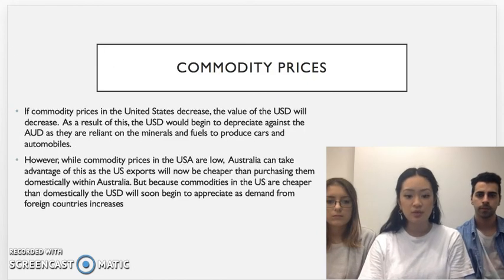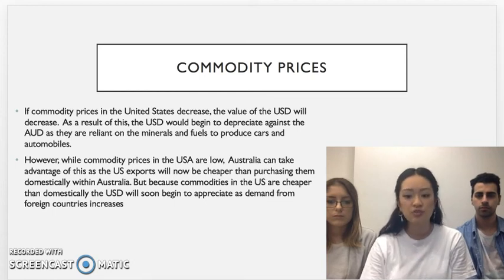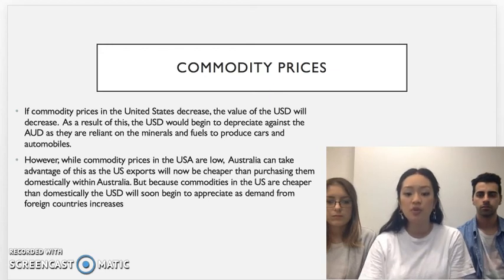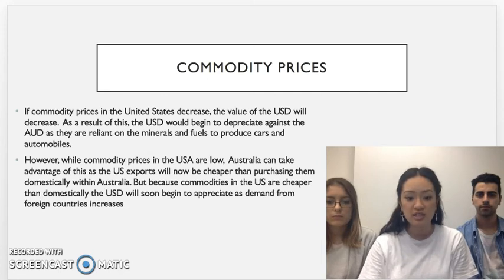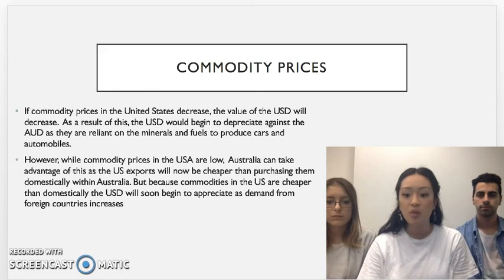The United States is the world's 3rd largest exporter after the European Union and China, trading $4.9 trillion worth of exports with foreign countries, according to morethanshipping.com, in petroleum refining, organic chemical manufacturing, and car and automobile manufacturing. However, while commodity prices in the USA are low, Australia can take advantage of this, as US exports will now be cheaper than purchasing them domestically within Australia. But because commodities in the US are cheaper, the USD will soon begin to appreciate as demand from foreign countries increases.